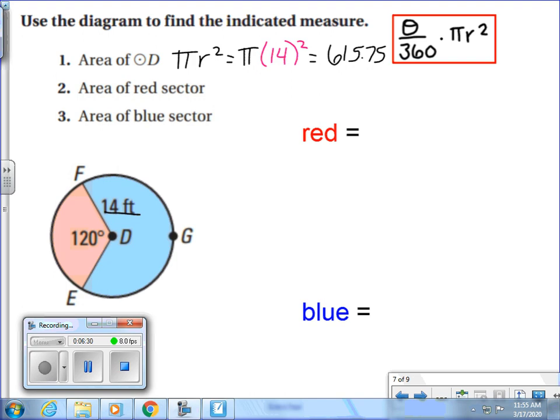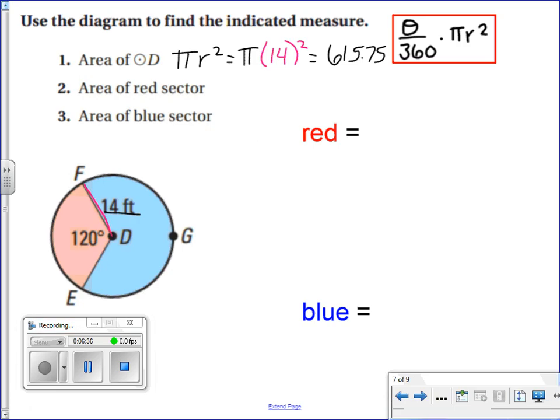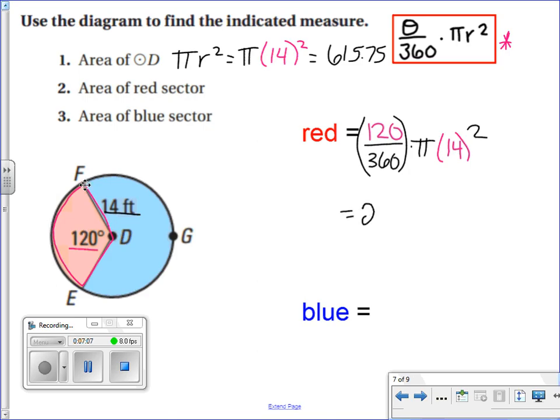I then want to find the area of the red sector. So if I look at the picture, there's the red sector. I see that my theta is 120 degrees. So using our equation up here, I know that 120 divided by 360 times pi, my radius is 14, and I'm going to square that. Don't forget parentheses when you plug this into your calculator, and you should get 205.25 for your answer.